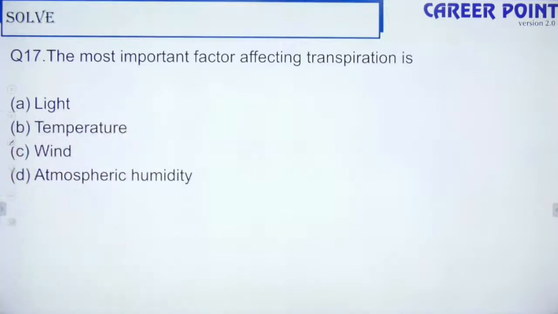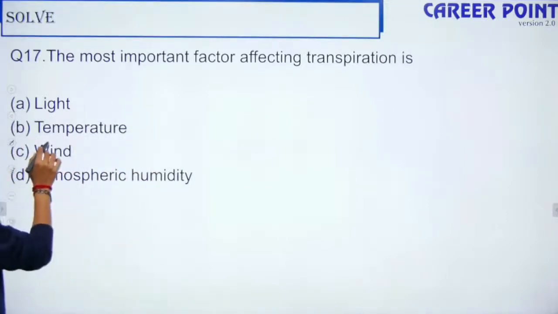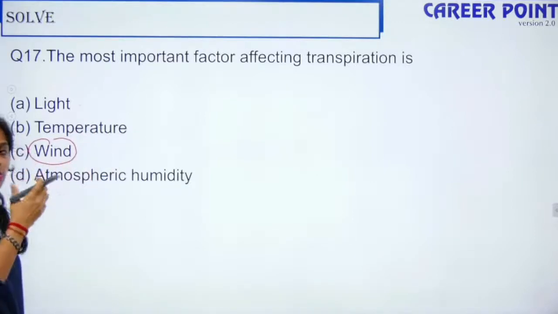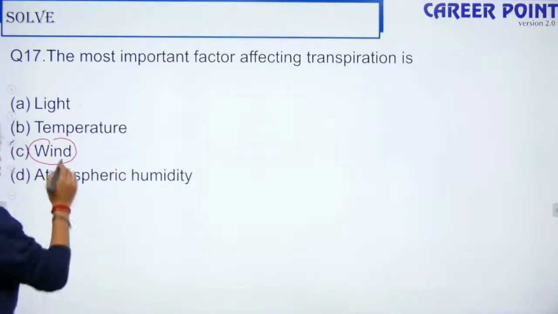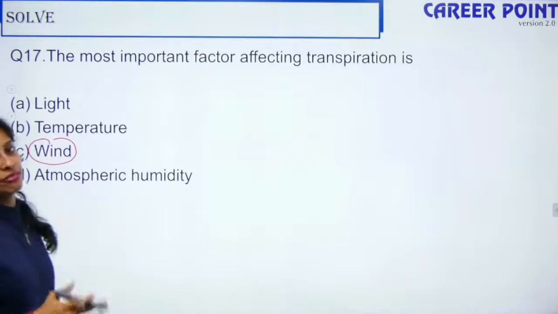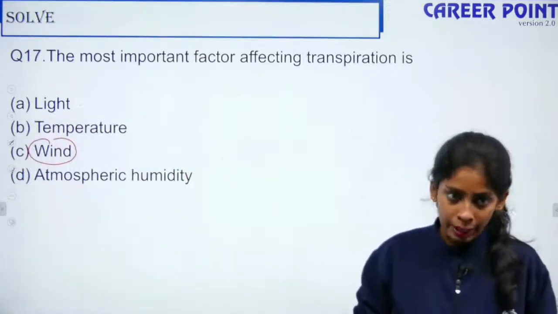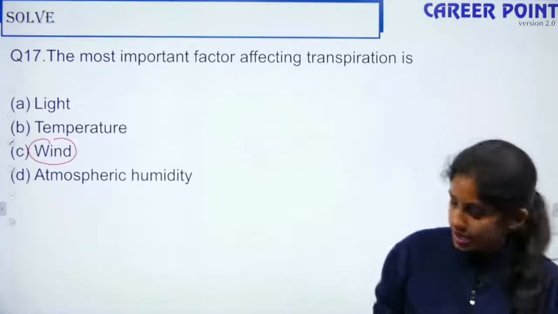Yeah, so the most important factor that affects transpiration would be wind, because light and temperature both go hand in hand, and humidity is also the amount of moisture content. So here the most important factor affecting transpiration would be wind, so which direction the wind is blowing. So that is a very, very important case.